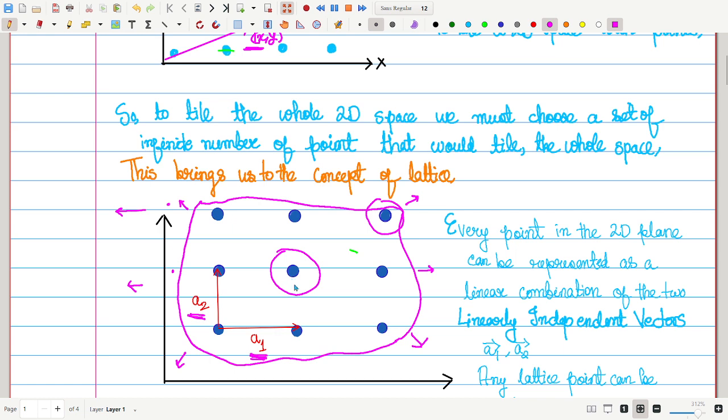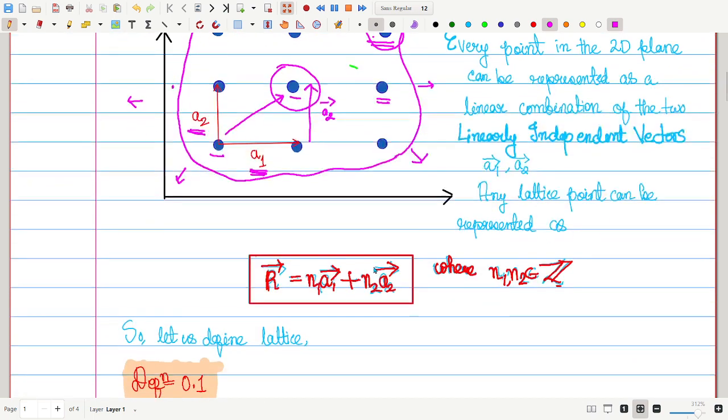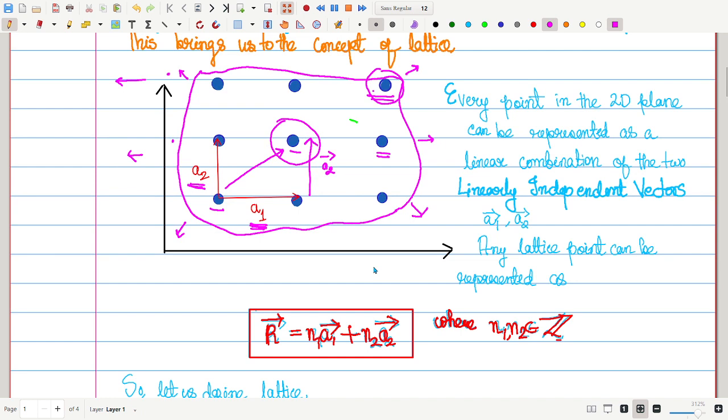So a1 plus a2, let's say now we draw a2, that gives us this vector which takes us from this point to this point. We can do 2a1 plus 2a2, that will take us to this point. We can do 2a1 plus a2, that will take us to this point. Let's say this is the origin we are starting from. From this point we can reach every other point by doing a linear combination of the primitive vectors. And these are the lattice points.